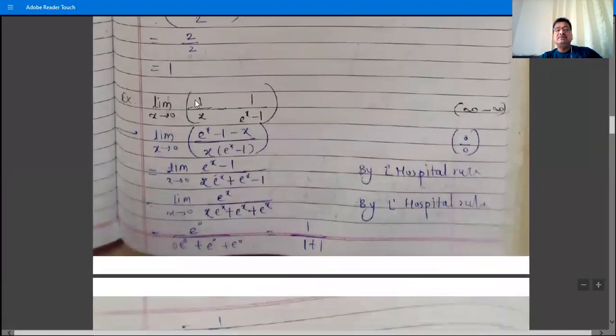Okay. So next example, limit x tends to 0, 1 by x minus 1 by (e raised to x minus 1). If we substitute x as 0, then we have 1 by 0, that is infinity, and here we have e raised to 0 is 1, 1 minus 1 is 0. So 1 by 0 is infinity.